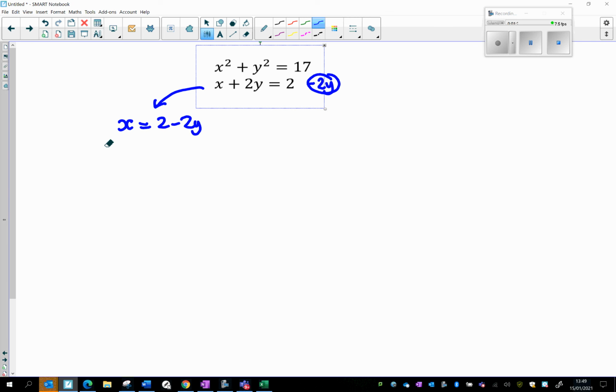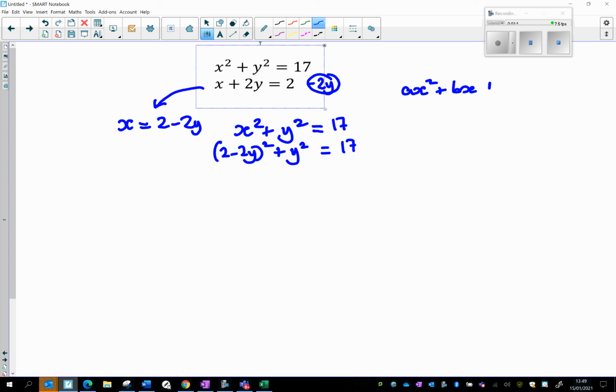Now substitute that into the other equation. So instead of x squared plus y squared equals 17, I can replace x with 2 minus 2y. So I've now got (2 minus 2y) squared plus y squared is equal to 17. Now it's a quadratic equation, but obviously I need to get it in the right form, so I need to have it as ax squared plus bx plus c is equal to 0. So I've got to make one side 0.